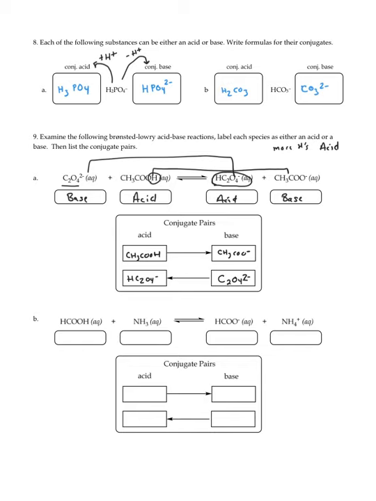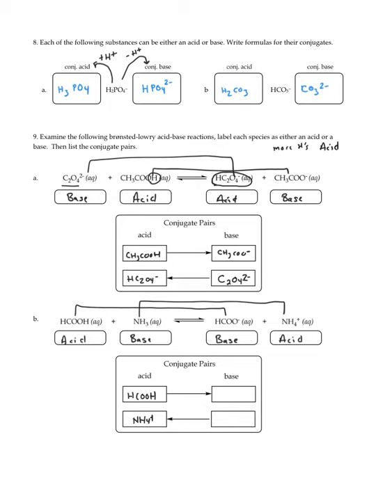Now, let's look at our second example here. Again, NH3 and NH4 are a pair. HCOO and HCO minus is a pair. And so this is the acid. It has an extra hydrogen compared to this one, which is the base. NH3 is the base, and NH4 plus is the acid. Again, it has more hydrogens. And so my two acids are HCOOH on the reactant side, NH4 plus on the product side.